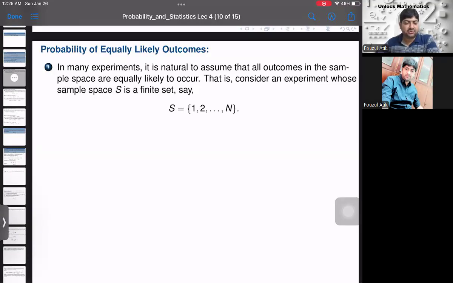In the previous lecture, we have defined what is probability, the axioms of probability, a few properties of probabilities, and a couple of examples. In this lecture, we are going to discuss the probability of equally likely outcomes.